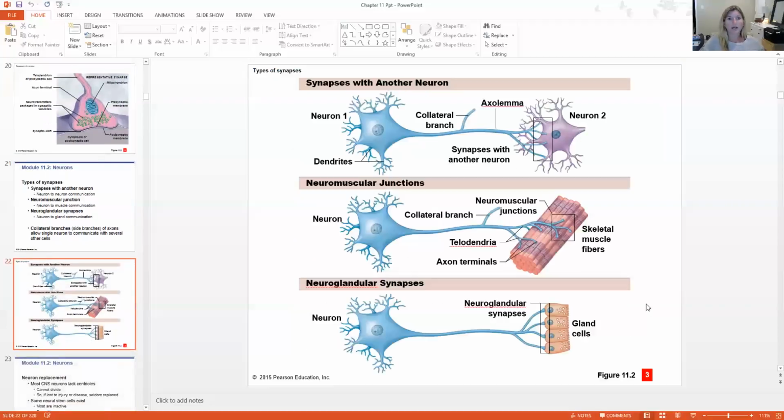Here you see what I mean. Here's our neuron, and it's synapsing with a collateral maybe to another neuron or another effector in some way, shape, or form. Same thing with neuromuscular. Neuroglandular secretions usually don't have collaterals, but they could.